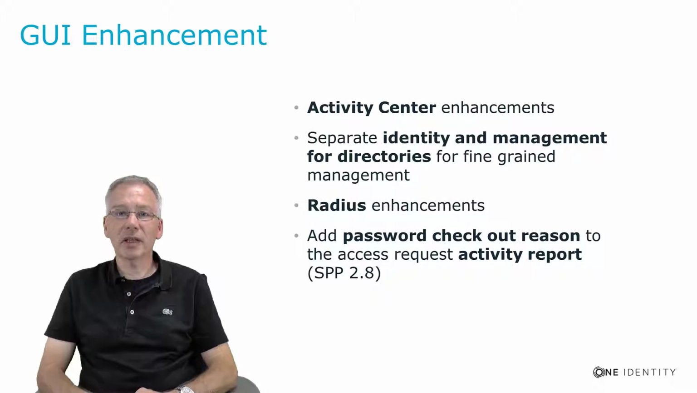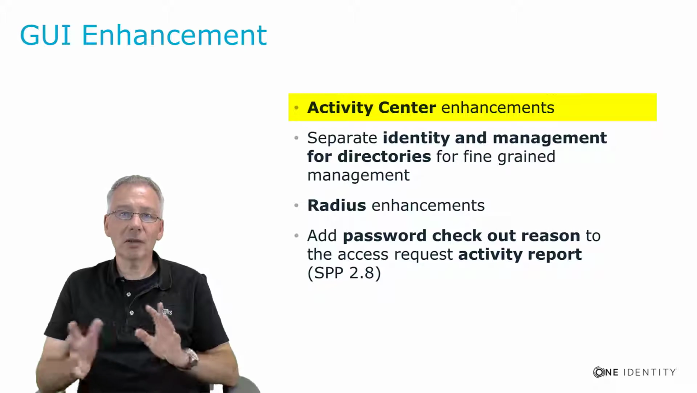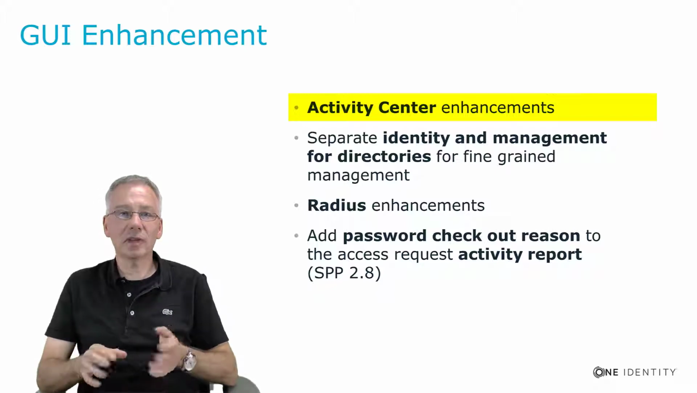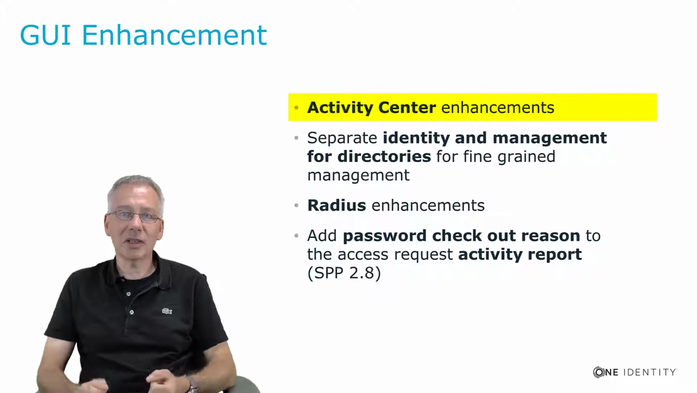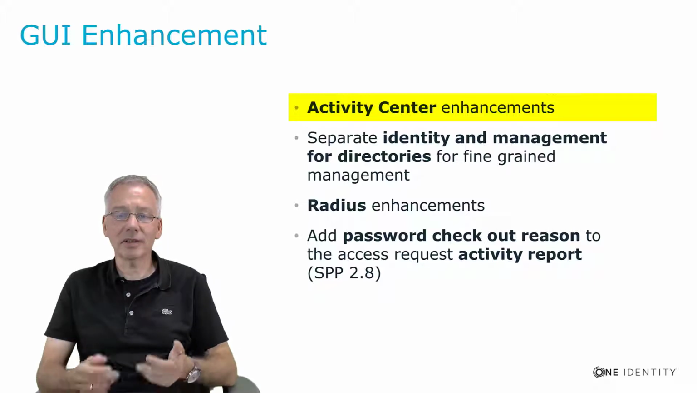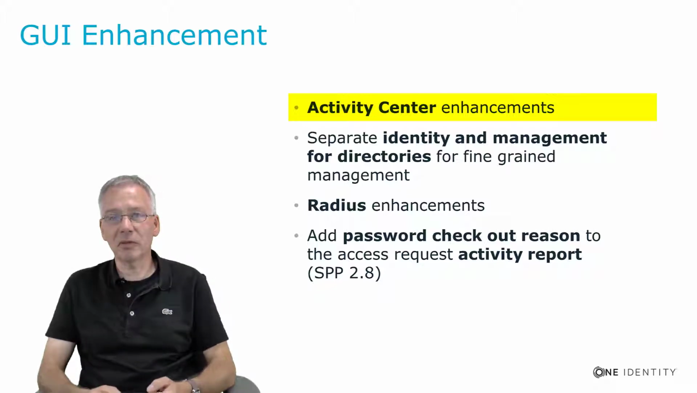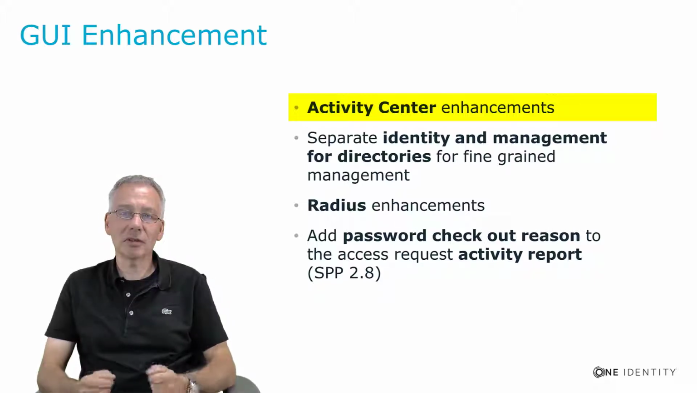Let's talk about the enhancements to the GUI we have done in the latest versions. The first enhancement we have implemented is on the GUI for the Activity Center. The Activity Center now includes a very easy selection method to select all the things you're dealing with, like users, assets, and all that kind of stuff, with a single click. In addition, we have removed the requirement to review a report before export.